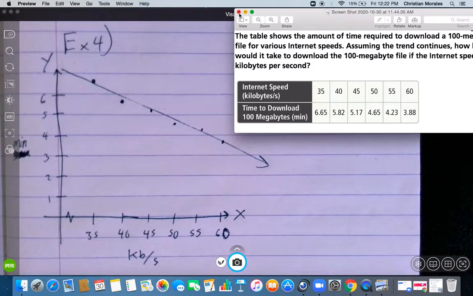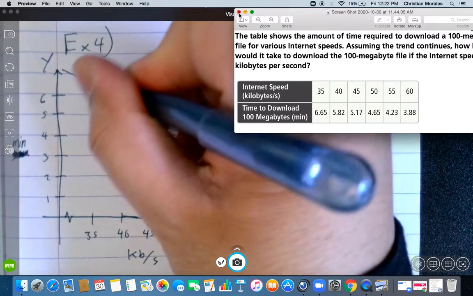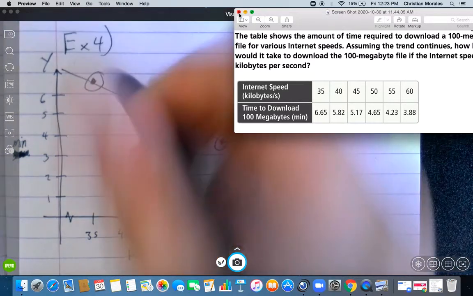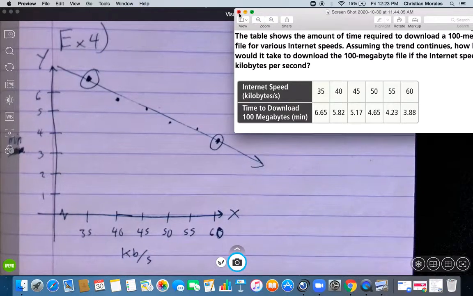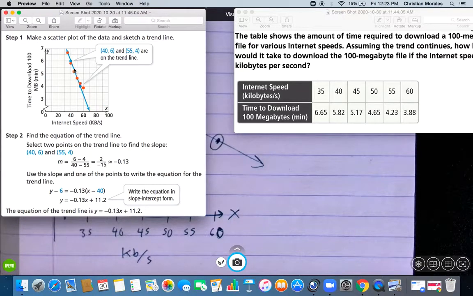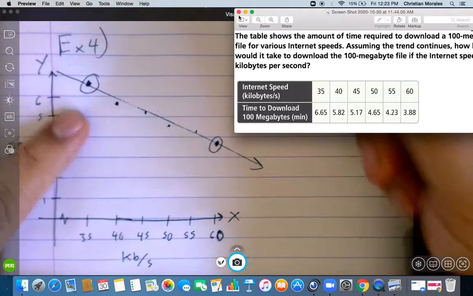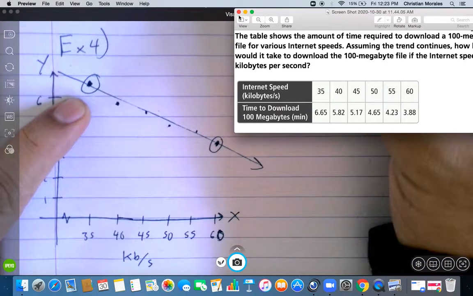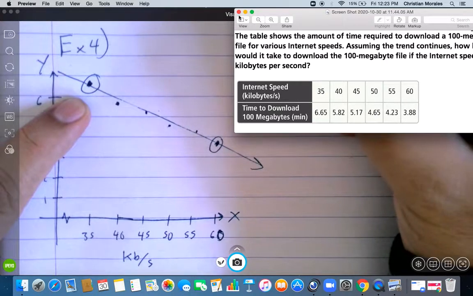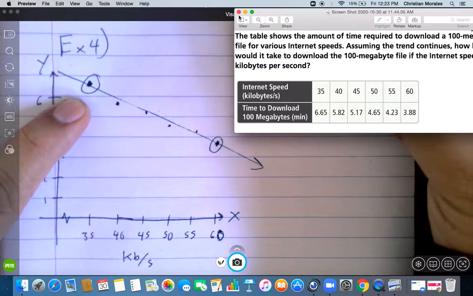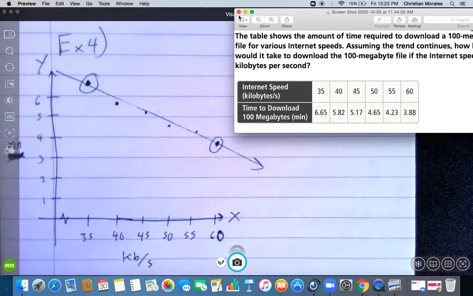And you would use 2 points from this line. Maybe I would use possibly these 2 points and then make my function. So if you look in the book, it looks like this. They chose 2 random points. I'm going to choose 2 points that I have. Okay, so you can follow their model. They did the same thing except they used point slope. I'm going to do the same thing I did earlier. So I got my 2 points. My 2 points are 35 and 6.65, and 60 and 3.88. So these are my 2 points that I'm going to use for this problem.